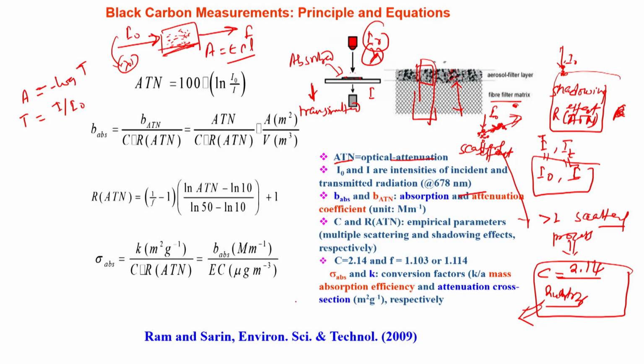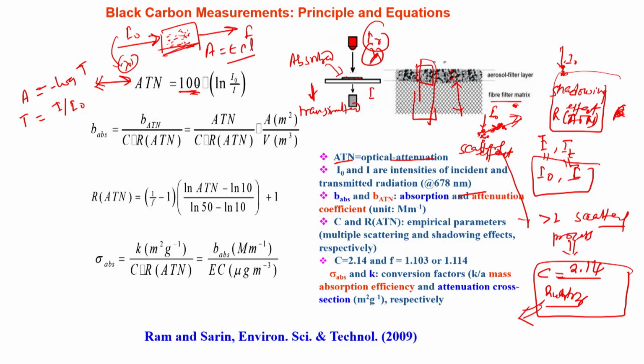Now, remember this optical attenuation. I defined optical attenuation, and this attenuation is the same as absorption here, absorbance. It depends whether you use 100 or not, because if you are using 100, then it has to be accounted for in the calculation of mass absorption efficiency. But usually if you don't put this attenuation, then you can just calculate these numbers.